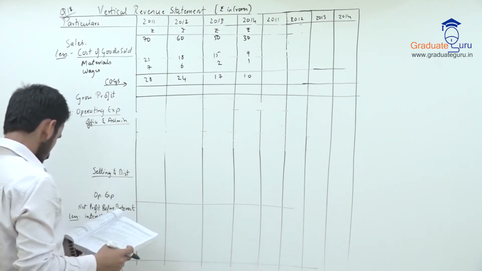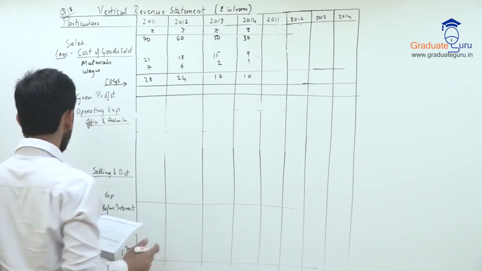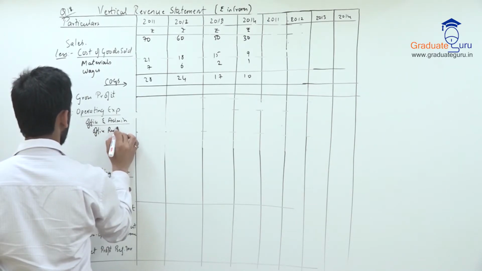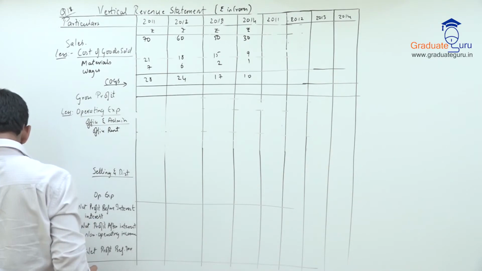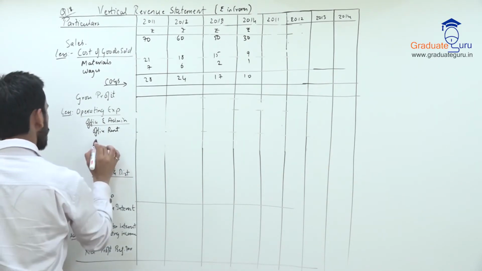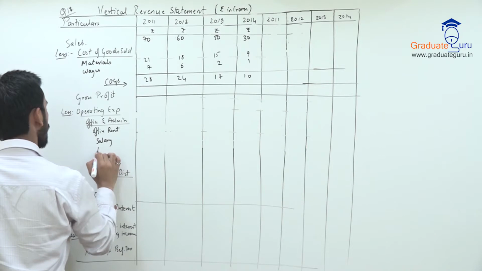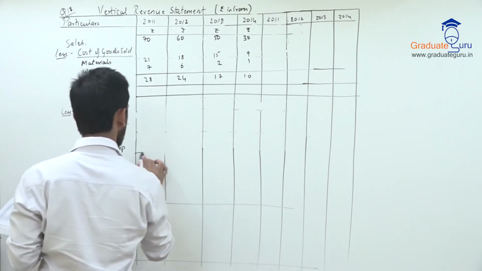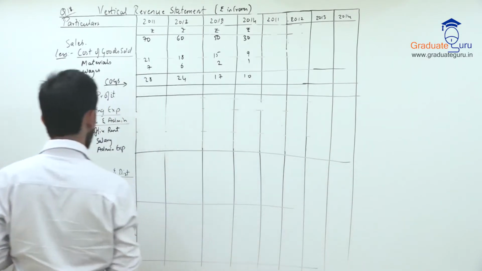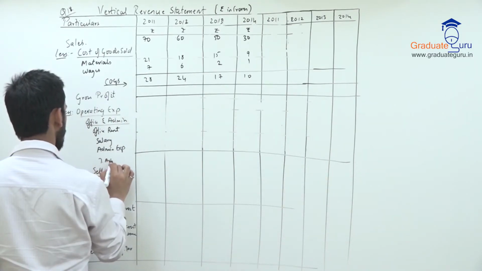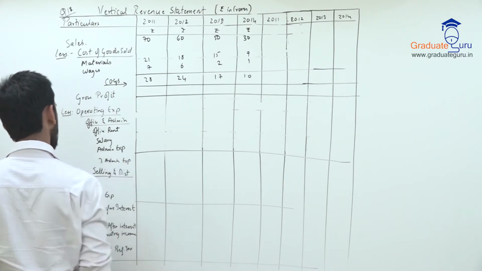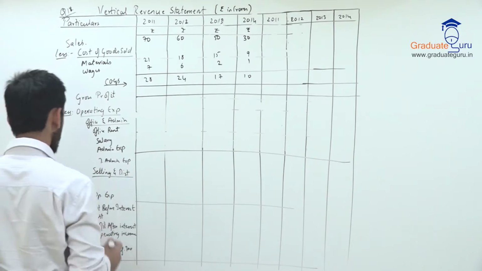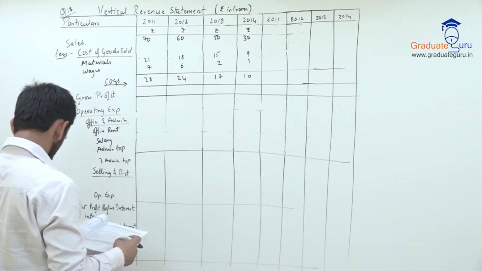Leave it. Gross profit. Then we have office rent. We'll go in the office and admin expense. Office rent. Then you have salary and other admin expense. You get the total admin expense. Then selling and distribution. Okay, we'll add up. Get the answer.